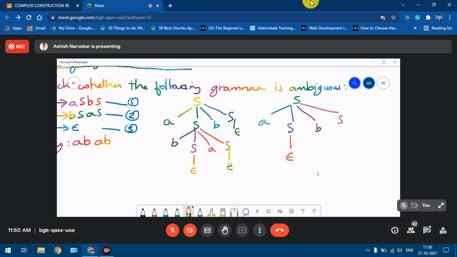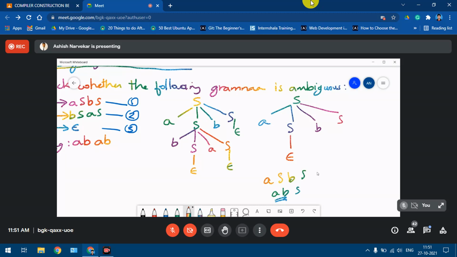If I take a rough intermediate sketch of this, what I'll get is ASBS. After that I replace S by epsilon, so ABS. That means the first half of the string I've already achieved. Now I need to go to this S and see whether I can do something. I can replace it by some other production. So AB we got. Now again we want another AB over here.